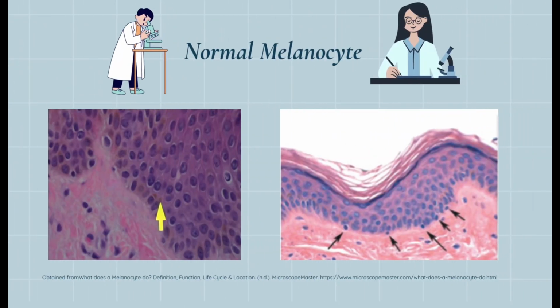This is a normal melanocyte. These cells are dark in nature and dendritic in shape. All melanocytes migrate from a region known as the neural crest. Each epidermal melanocyte's dendrites are utilized to transfer pigment granules to neighboring epidermal cells.